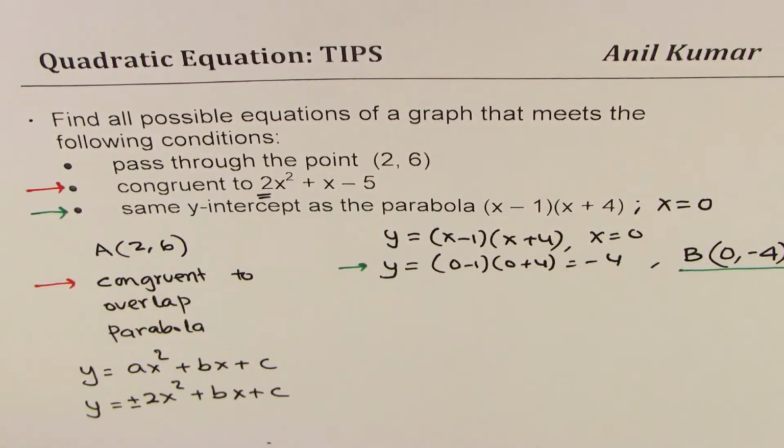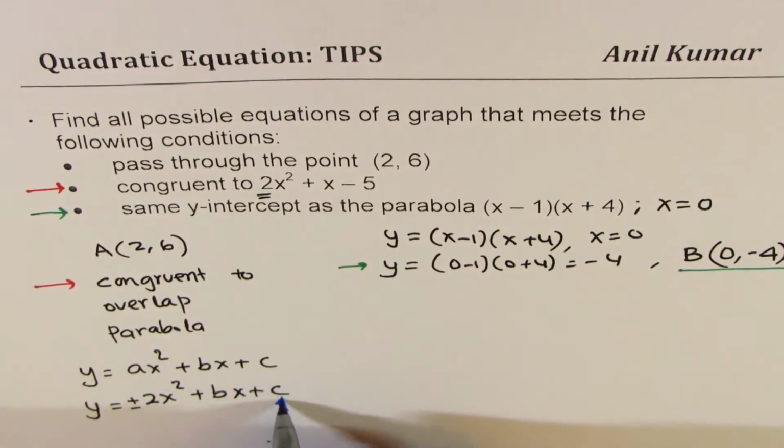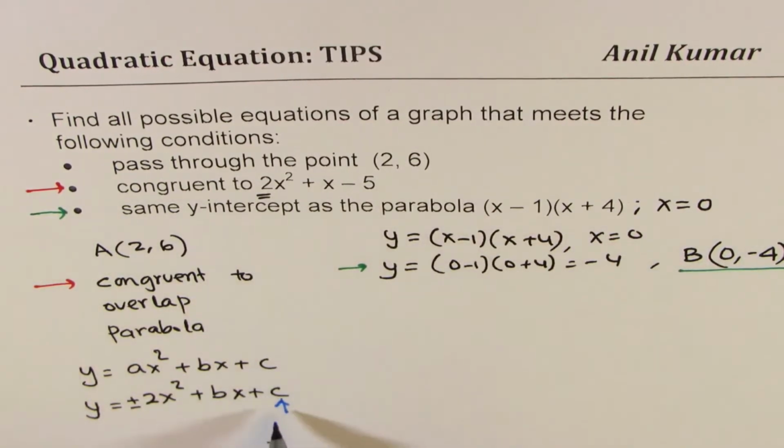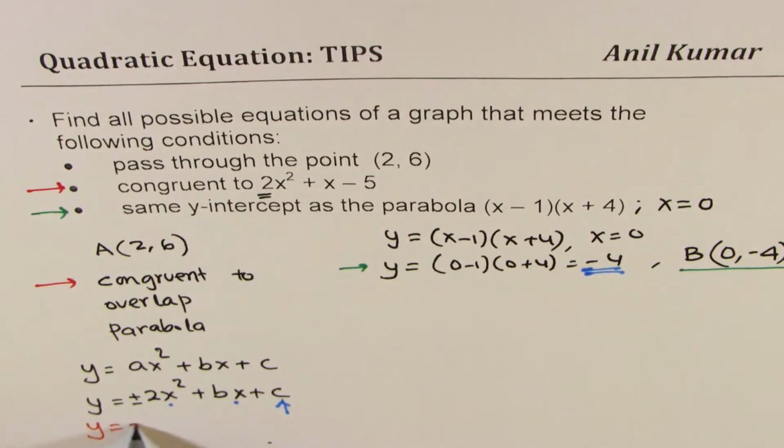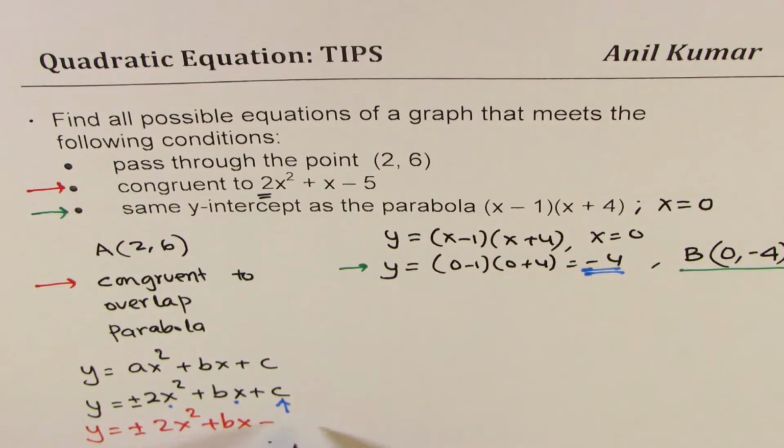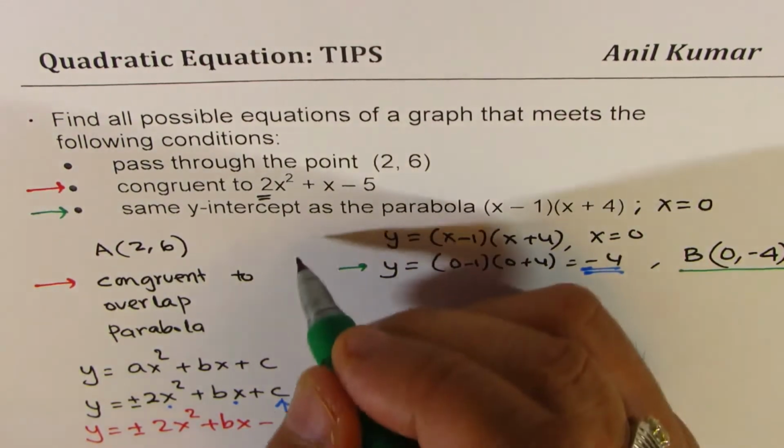So when the x value is 0, in the equation c represents the y-intercept. So that value is minus 4. Do you see that? If I put x equals 0, you get y equals c. Does that make sense to you? Correct? And therefore, we can now write our equation as y equals plus or minus 2x squared plus bx minus 4. Do you see that? So that becomes a partial equation which we need to work with.